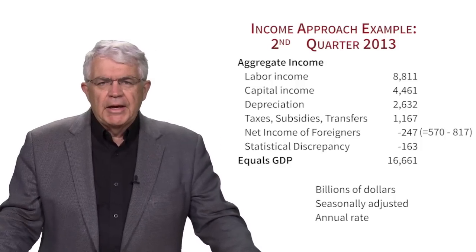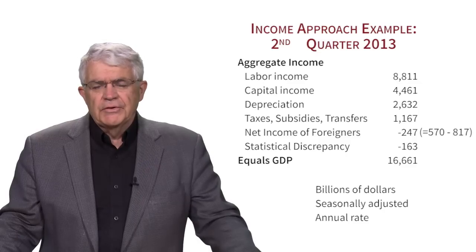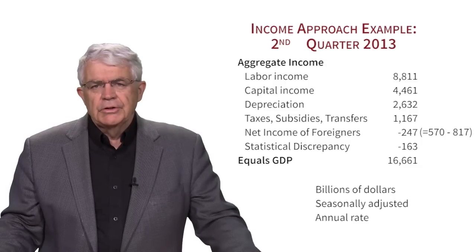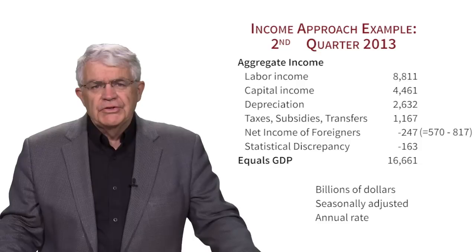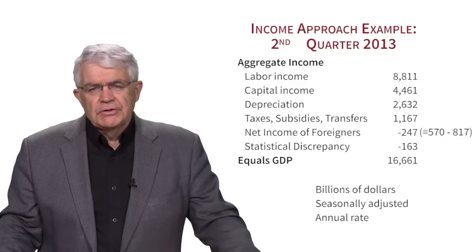We have to add back in the income of foreigners for production in the United States. In this example, it's $570 billion in 2013 second quarter. And then the other side of the coin is the income that is earned by Americans for working abroad, and that's 816. We call the difference between those two things net income of foreigners, and it's a negative number because the 570 is less than the 817.